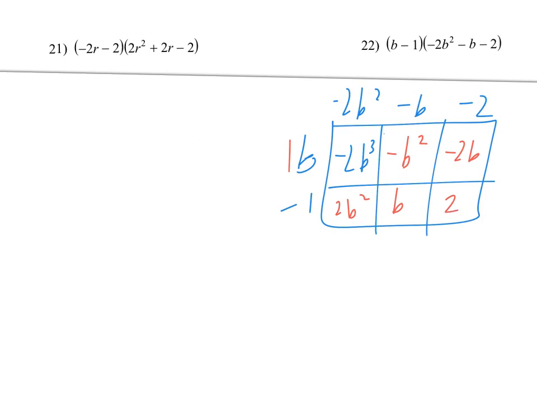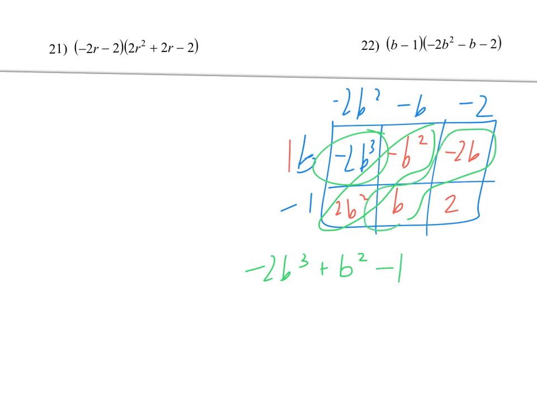Now we'll combine like terms, so negative 2b to the third doesn't have a like term. Positive 2 and negative 1 make positive 1b squared. Positive 1 and negative 2 make negative 1b, and then the plus 2 doesn't have anybody to combine with.